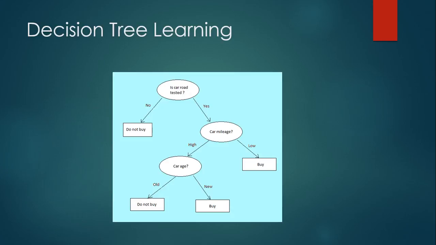This is an example of a decision tree for buying a car. Initially we check if the car is road tested. If no, then we don't buy. Then we check mileage or car age. You can follow these branches and come to a conclusion as to whether to buy the car or not. And this is the final class label which has to be classified.